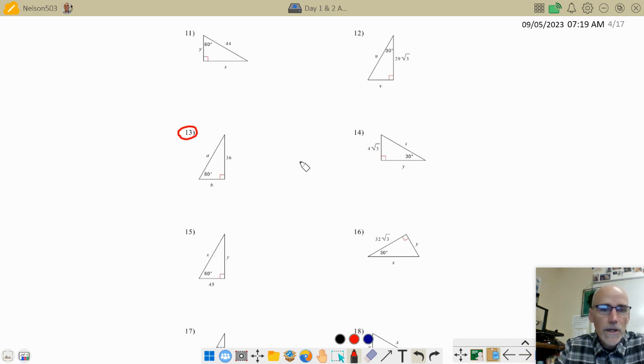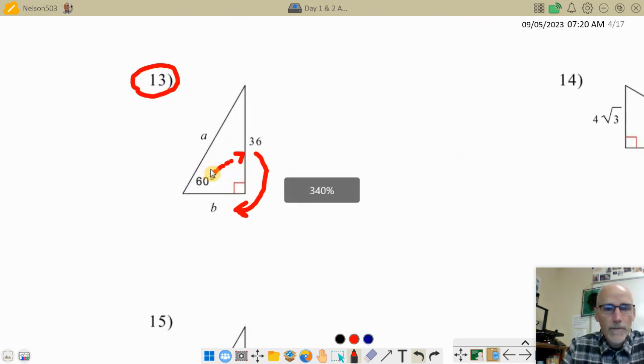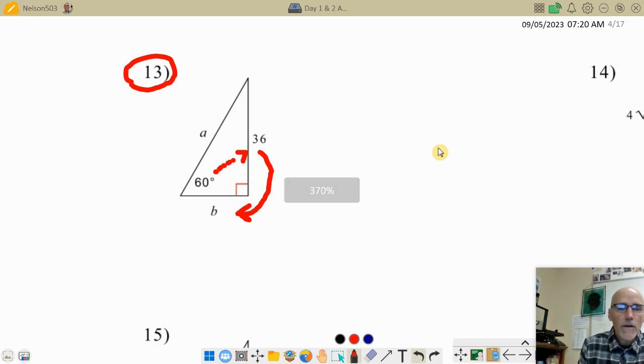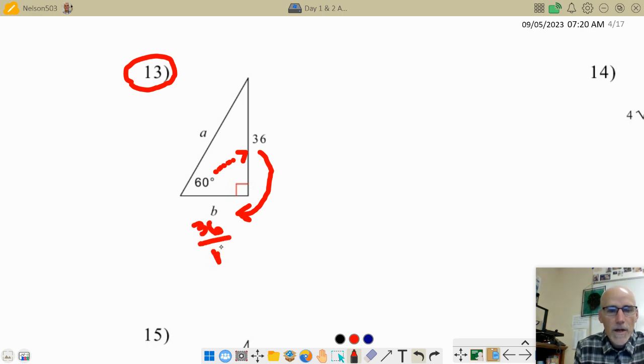And so right over here, number 13, if you're going from the long leg, why is 36 the long leg? Because it's across from the 60-degree angle. So to go from the long leg to the short leg, we got to divide by the square root of 3. Let's zoom in on this guy. It's kind of small. It might be hard to see if you're watching this on your phone. So I get 36 divided by the square root of 3. Ooh, now this one is a little trickier. So sometimes we have to divide by the square root of 3.